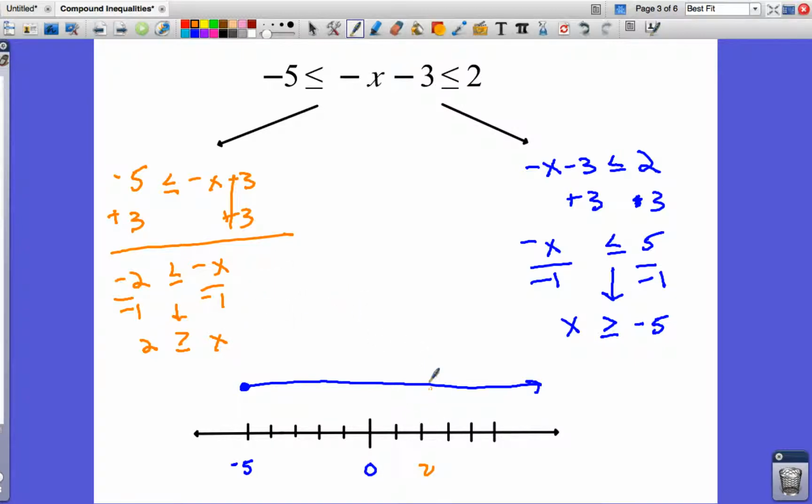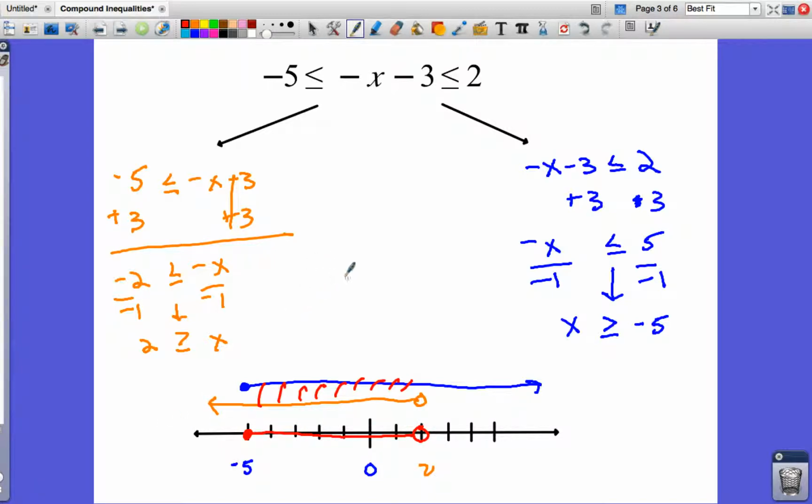So here's positive 2, greater than or equal to, I'll have an open circle and shaded to the right because x is smaller than that. And if we look, we can see where both of these graphs intersect, this area right here. So I'm just going to regraph it so it looks a little bit nicer on the number line. And my solution is all these numbers in between.